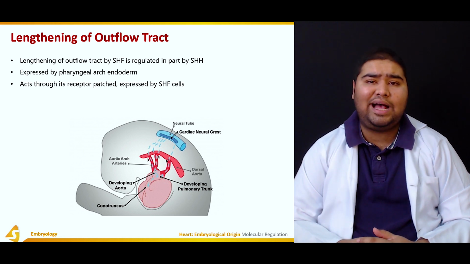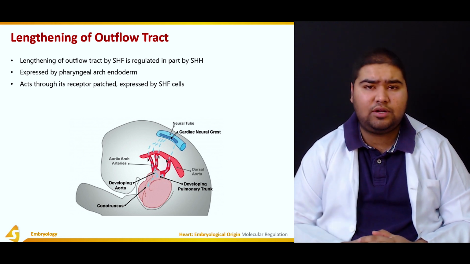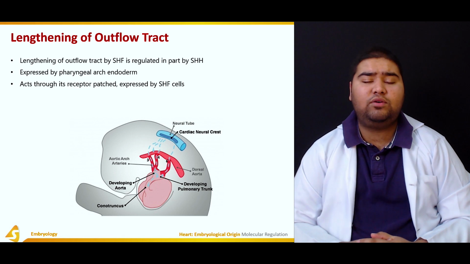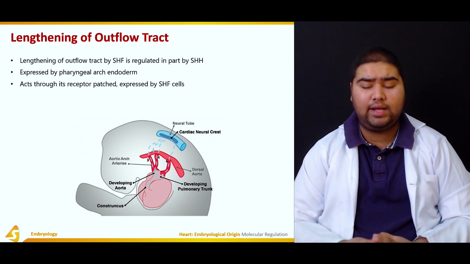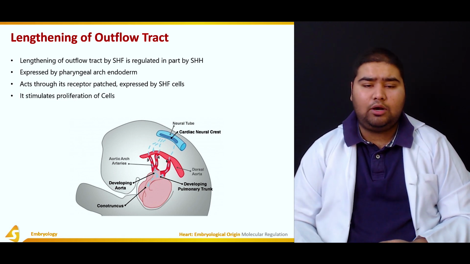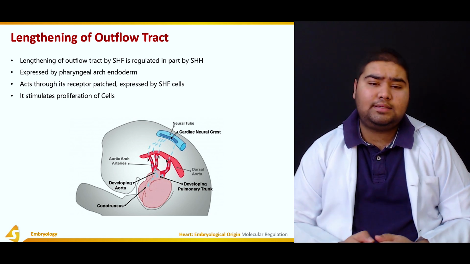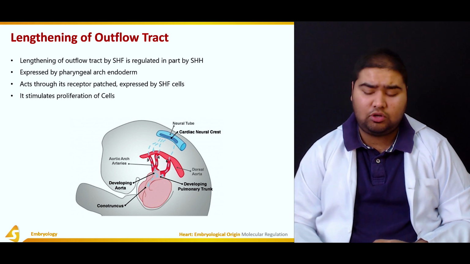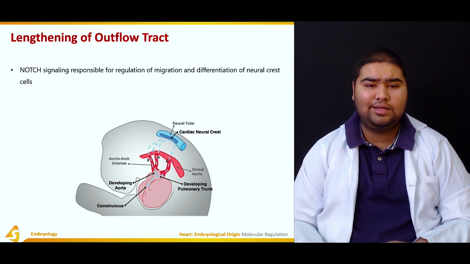And how does it act? It acts through its patched receptor, which is present on the cells of the secondary heart field. Now what does it do? This stimulates the proliferation of cells and hence the elongation of the outflow tracts.